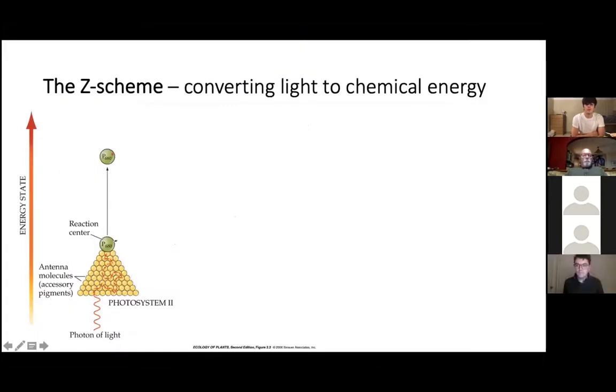Right. So this antenna complex, this little yellow pyramid, that's all kinds of pigment molecules that you can imagine as big receivers for photons of light. And they shuttle those, the light excites the electrons, and those excited electrons shuttle the energy to the reaction center where an electron is excited. So we're moving up this energy state with the excitement of the electron at this reaction center.